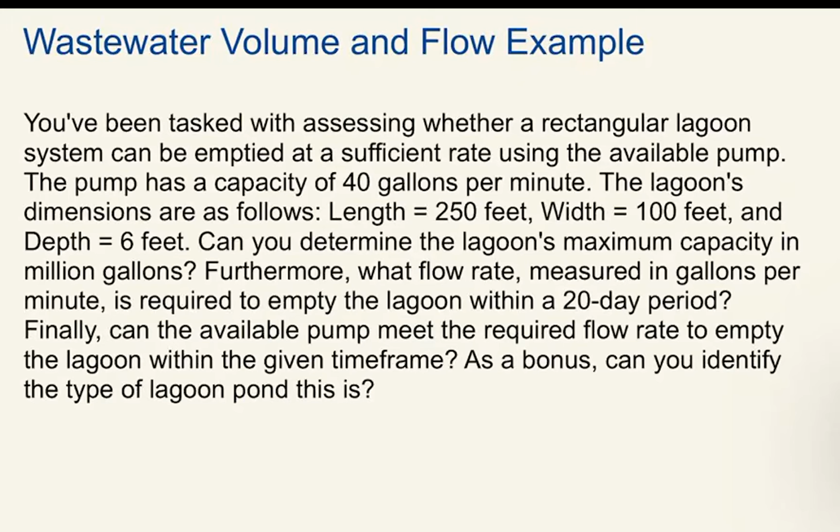It has a length of 250 feet, a width of 100 feet, and a depth of 6 feet. And the questions that you need to answer: can you determine the lagoon's maximum capacity in millions of gallons? Furthermore, what flow rate measured in gallons per minute is required to empty the lagoon within a 20-day period? And finally, can the available pump meet the required flow rate to completely empty the lagoon within the given time frame? Also, as a bonus, can you identify the type of lagoon this pond is?